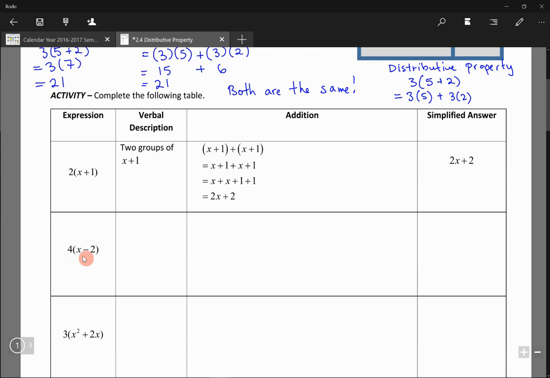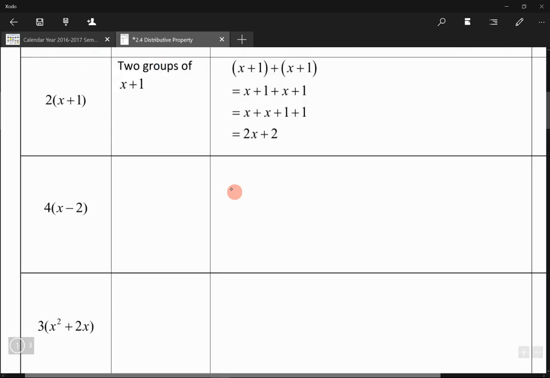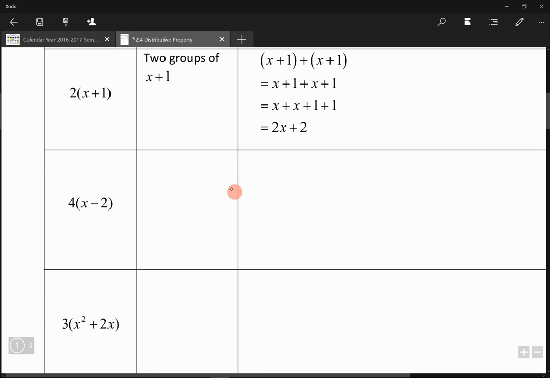What about the next one? Here we have 4 times x minus 2, which is 4 groups of x minus 2.